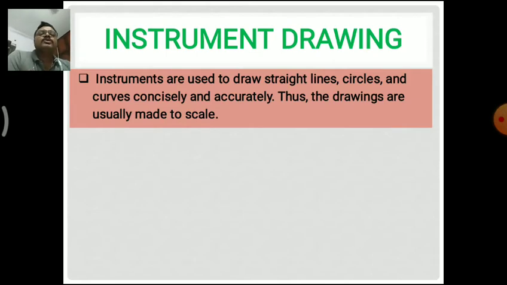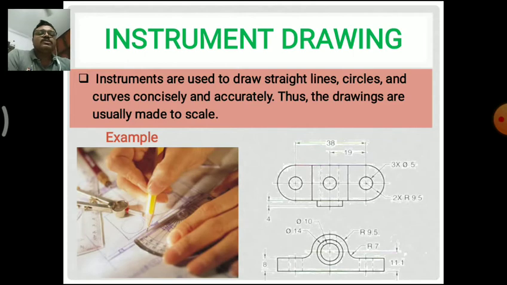Thus the drawings are made to scale, that is scaling is done in each principal drawing, whether drawing a straight line, a circle, a curve or some other thing. So precise instruments are used in instrument drawing. The examples for instrument drawing can be seen in the pictures.